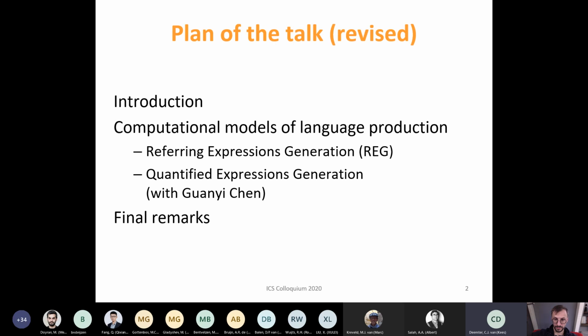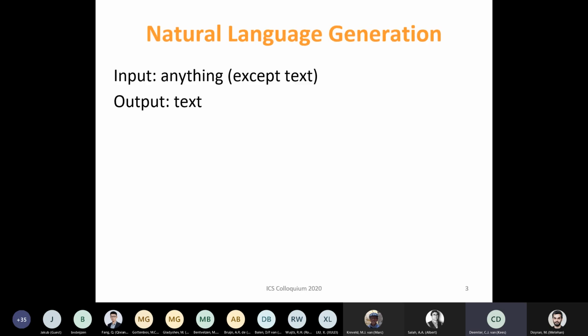Let's start right away. Here's the plan of the talk. First, a few introductory remarks about what natural language generation is. And then 2 examples of a particular take on that enterprise. One of them focuses on referring expressions, the other on quantification, both in natural language. And then, of course, there will be some concluding remarks.